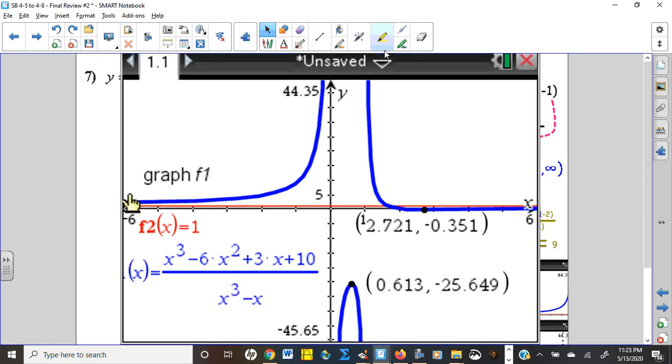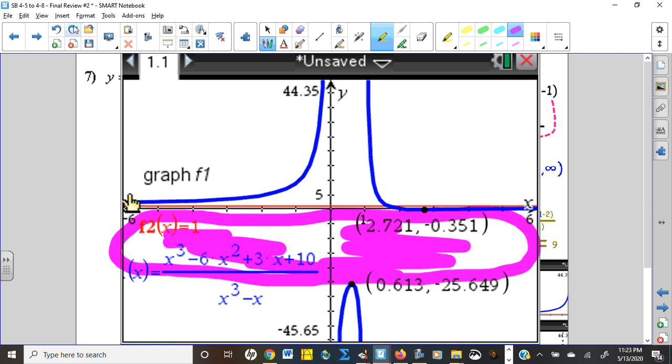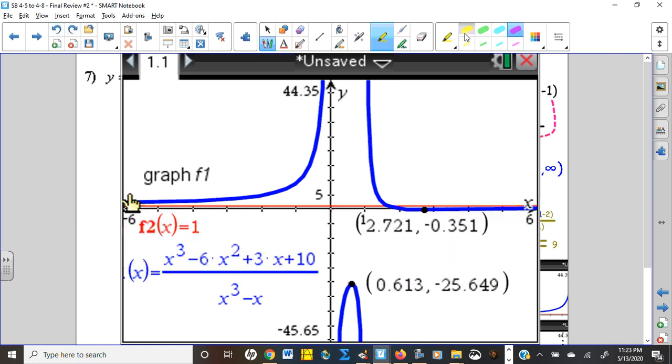And you can see, first of all, this big range of missing y values. The function never hits any y values in here. So basically between this upper local max and this lower local min, it misses every y value between. So it looks like that's from negative 25.649 to negative 0.351. None of those y values are ever hit by this function.